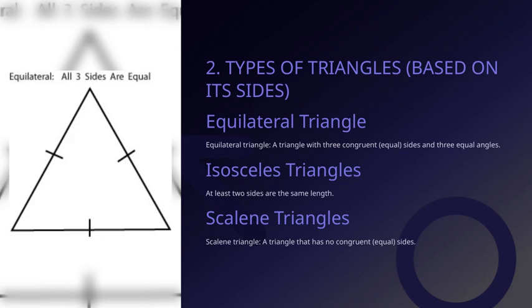Finally, there are scalene triangles. These are triangles where no sides are equal. Every side is different in length, and consequently, all 3 angles are different too. Scalene triangles show us the full diversity that triangles can have. No sides or angles are the same. Connecting this to our overall theme, understanding these different types helps us classify triangles clearly, which is essential for solving geometric problems and understanding their properties more deeply.